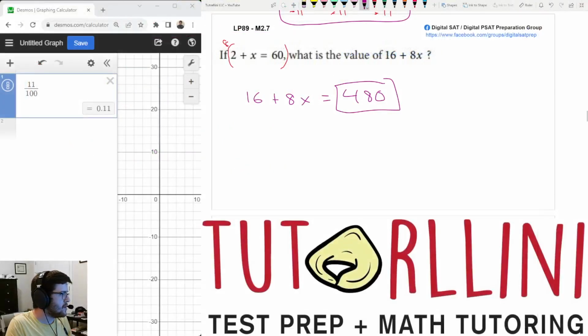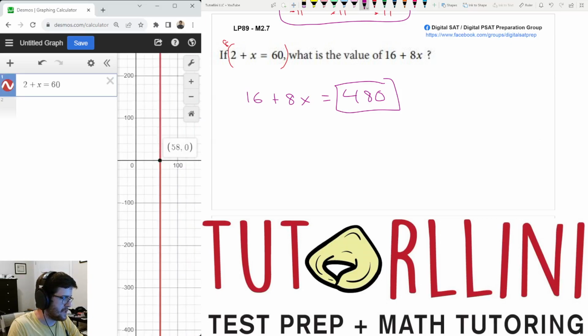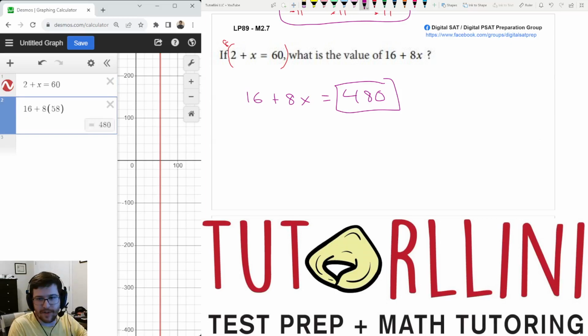That one's right. Okay, so you could do this completely on Desmos. So 2 plus x equals 60. You could solve an equation using the fast method. We get 58. So 16 plus 8, 58, just use parentheses. And we also get 480. So even if you didn't know how to do that one, you probably could have done it in about 10 seconds.